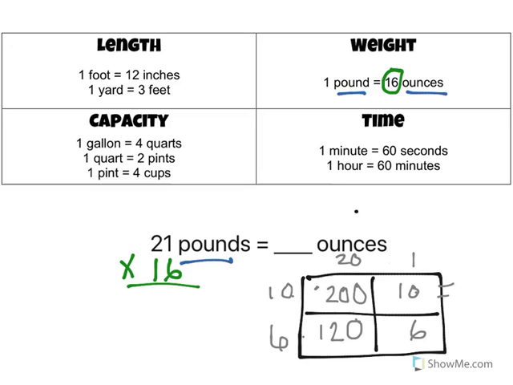If I add these together, 200 plus 10 makes 210. 120 plus 6 makes 126. Adding those together gives me 336. That means in 21 pounds, there are 336 ounces.